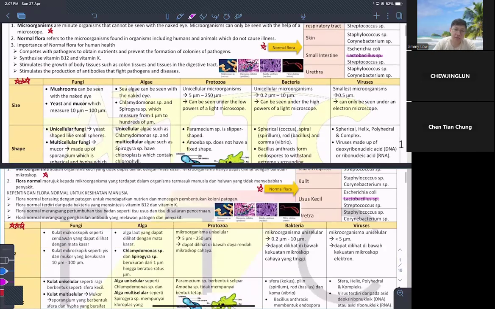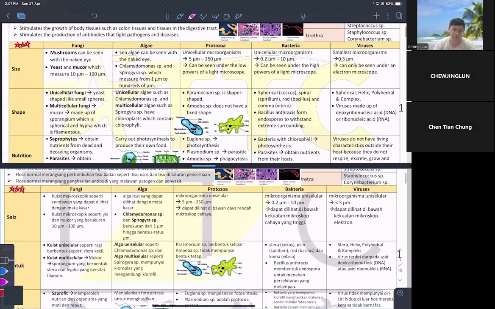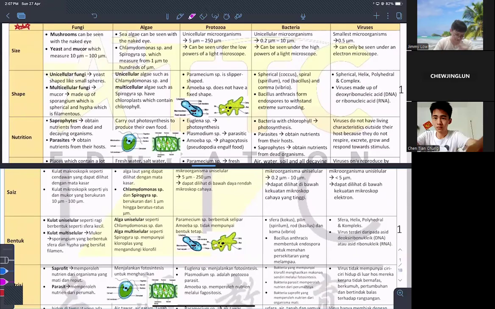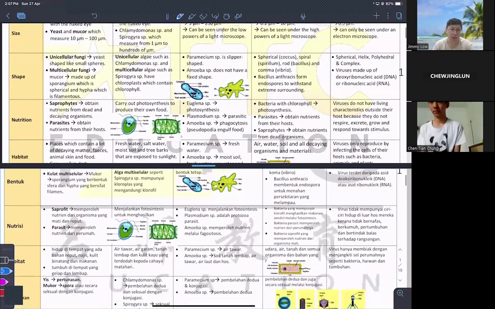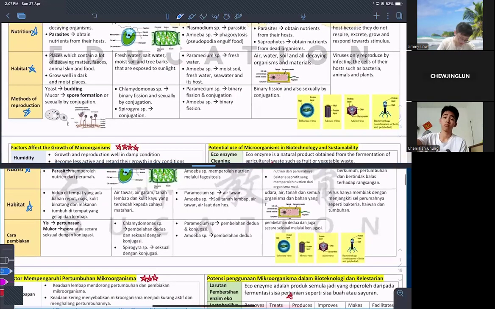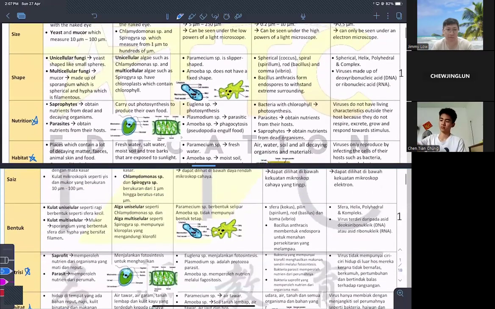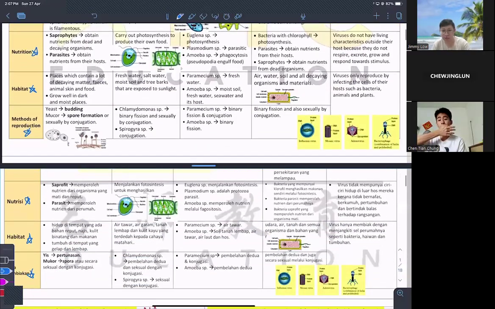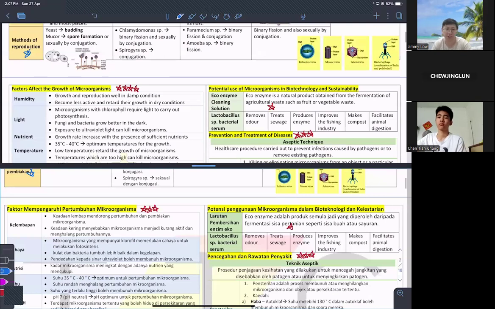Talking about three stars, three stars is super important. You have to know all the stuff in here like fungi, algae, protozoa, bacteria, viruses, including the size and the shape, but there are a few things you should focus more on and less on. Focus a little bit on the nutrition, habitat, as well as how they reproduce. The rest, shape and size, are not so important. Just go through. For the starred ones, pay more attention.